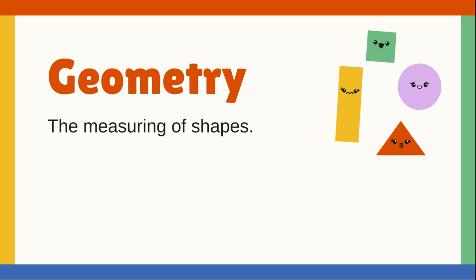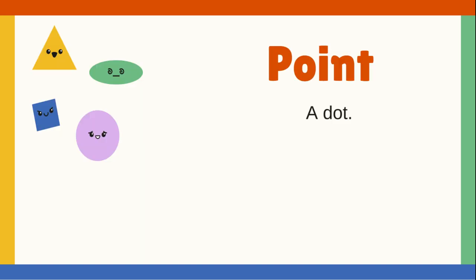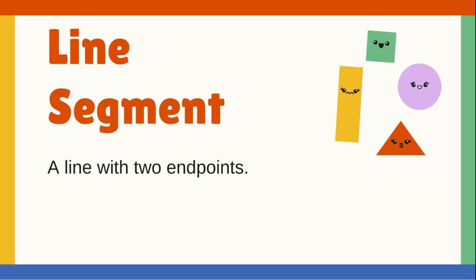So geometry is the measuring of shapes. Okay, that could be the side lengths, that could be the amount of space in between. Then we have terms that have to do with points and lines. So we've gone over these before, but let's start with point. So a point is simply a dot, like on a map, it might show you where a city is inside a state. So it might point out like Jacksonville in Florida would be a point on a map.